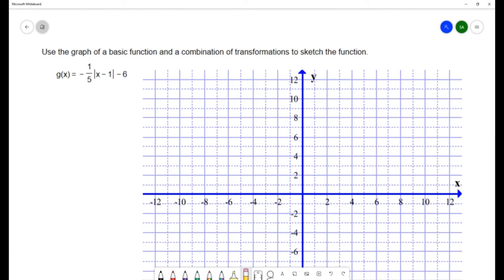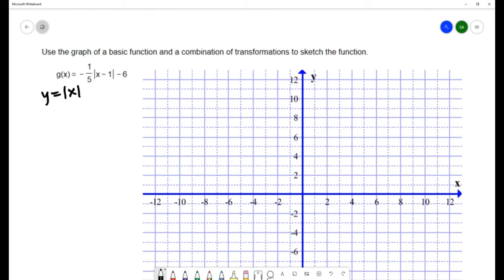On this question, we want to use the graph of a basic function and a combination of transformations to sketch the function. So this function is g of x equals negative 1/5 absolute value of x minus 1 minus 6. So we want to start off by recognizing what basic function we have. And these absolute value bars are our clue that our basic function is y equals absolute value of x.